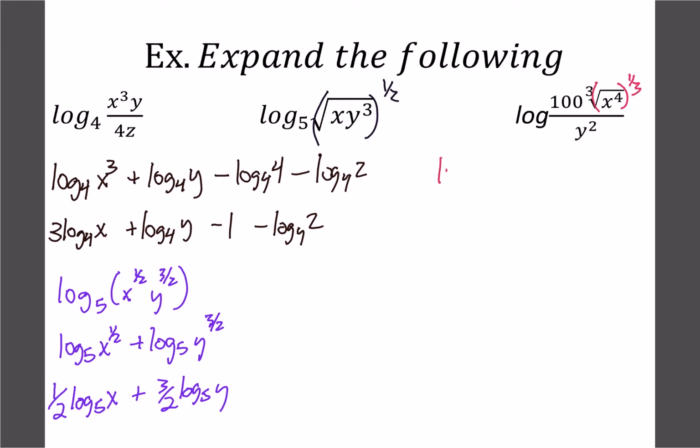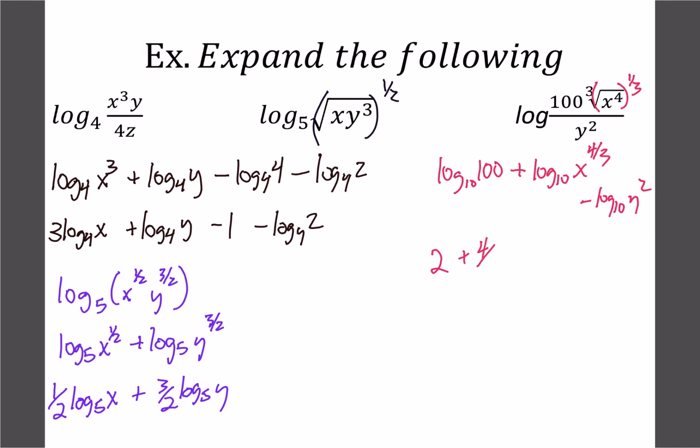So now if we break this apart, this is base 10, so we have log base 10 of 100 plus log base 10 of x to the 4/3. And then we're dividing, so that'd be minus log base 10 of y squared. So just like we did before, log 10 of 100, we can simplify that to be 2.